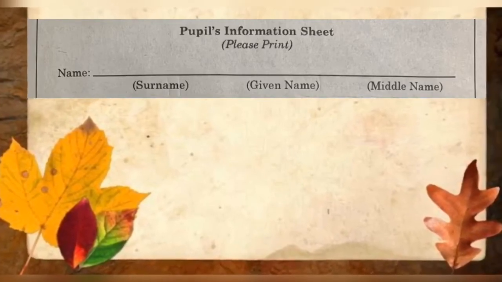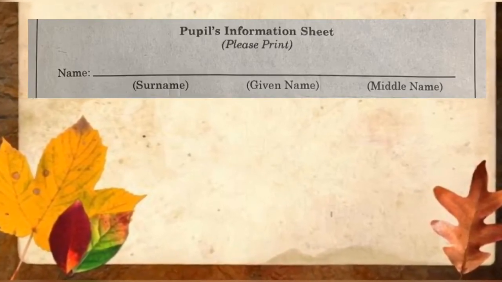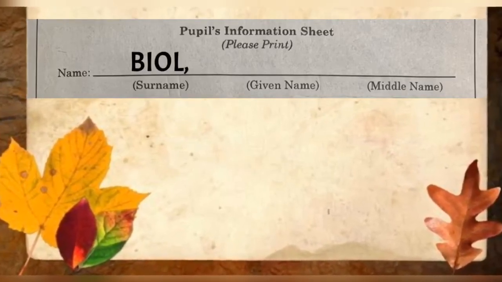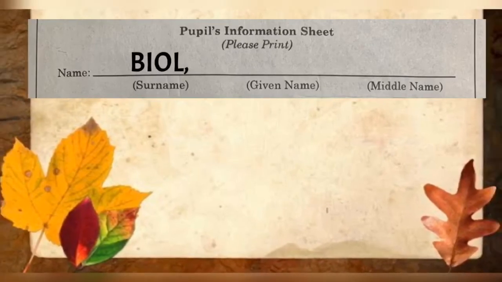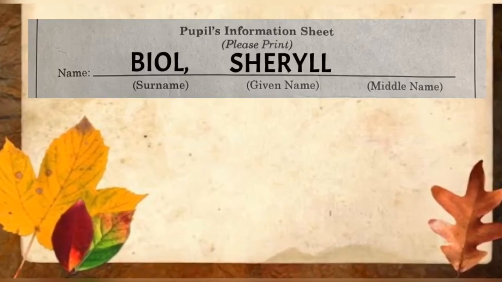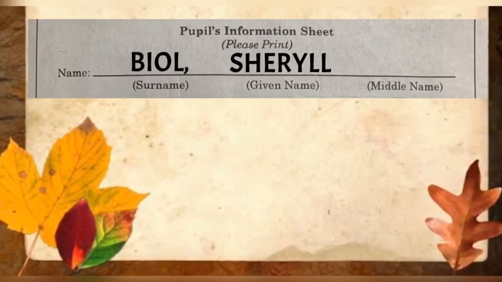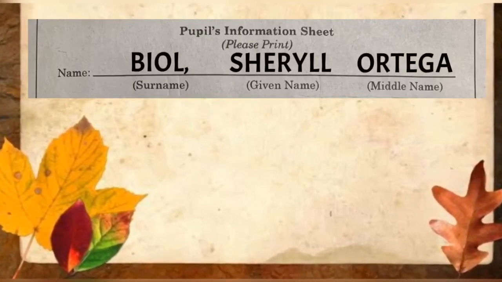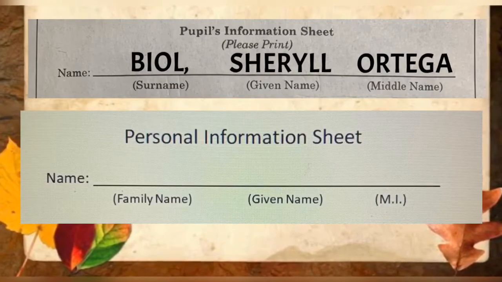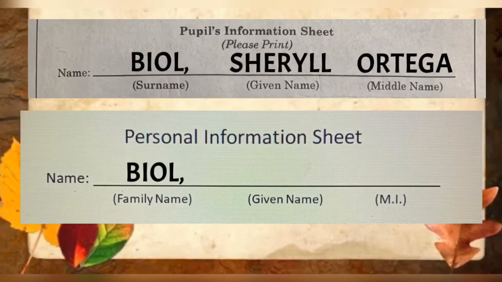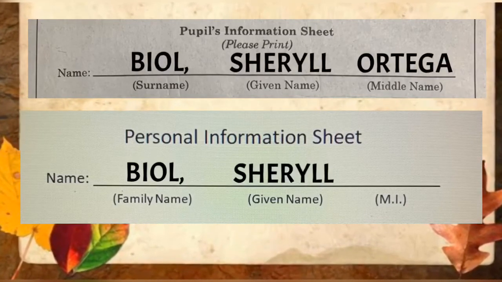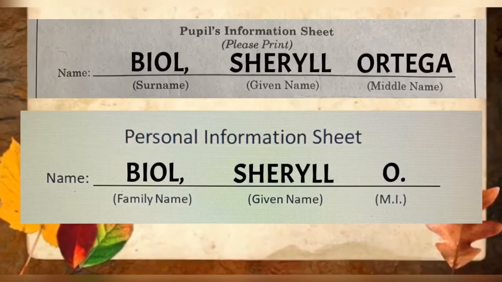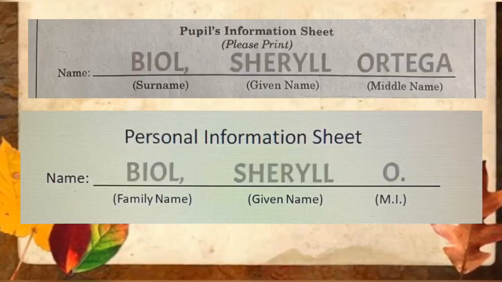Now let's fill in the form using my name. For the surname, we put Biol and comma. Then for the given name, we put Cheryl. For the middle name, we put Ortega. However, in this form, it only requires to write the middle initial. So we put O and period as the initial for Ortega.